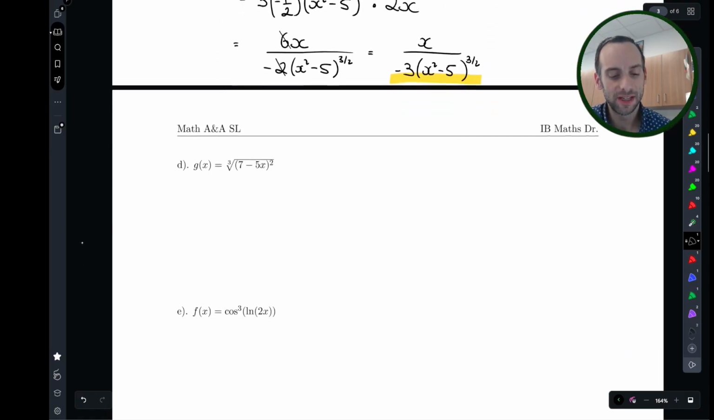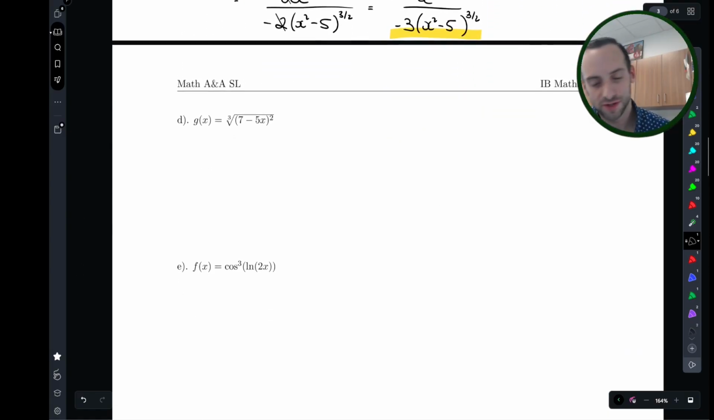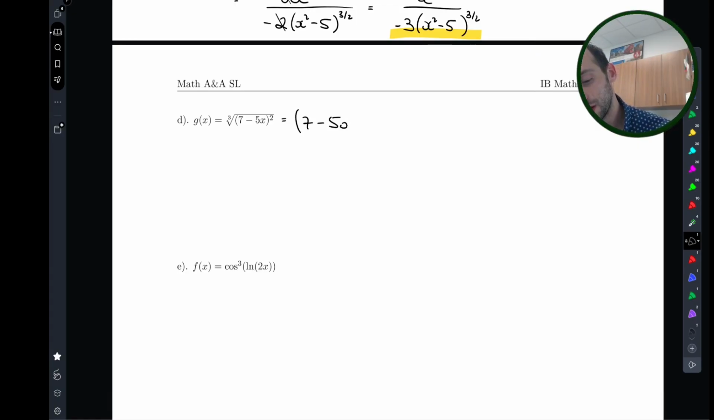We can apply the same idea on the next problem. We've got a cube root squared. If we were doing this without exponent rules, we would have to do 2 versions of the chain rule. But a little bit of algebra rearranging at the start allows us to turn this into a single power, 7 minus 5x all raised to the 2/3.